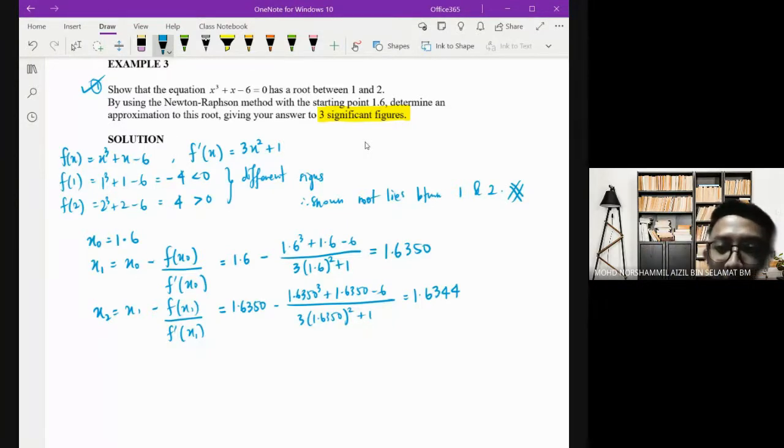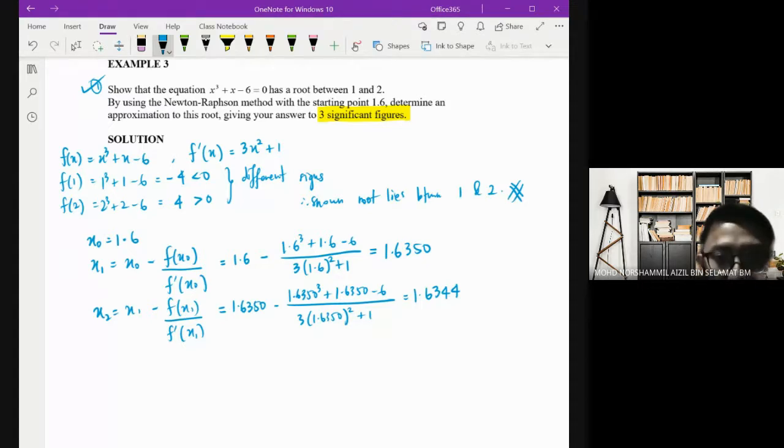Okay, very good. The nice thing about this question is that the answer will not run far. It will not suddenly jump to 200 or 300. If we get 1 point something, the next one will be 1 point something too, and closer. It will not suddenly start at 1.7. The first one is 1.6, second one 1.635, the third one is 1.634. So the next one will be close to 1.634.